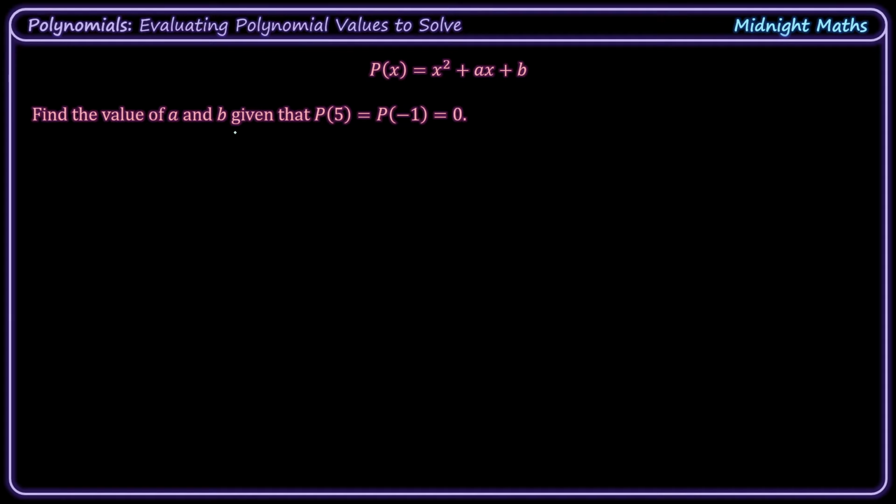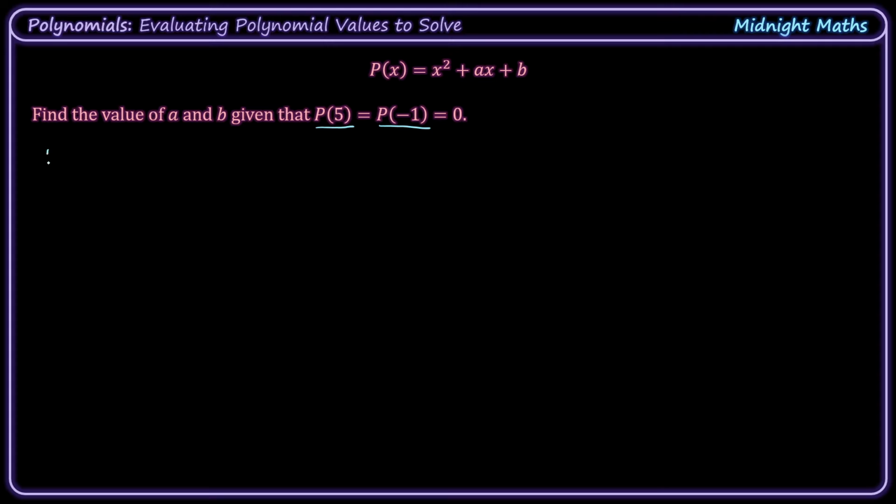Find the value of a and b given that p of 5 equals p of -1 equals 0. So we've been given a bit of information here for us to be able to find two variables. Straight away, as you're thinking we have to find two variables a and b, you should know there must be two equations involved. It's probably something to do with simultaneous equations because we have to find two things. Let's go through and use our evaluating polynomial skills and we'll try to make those two equations.